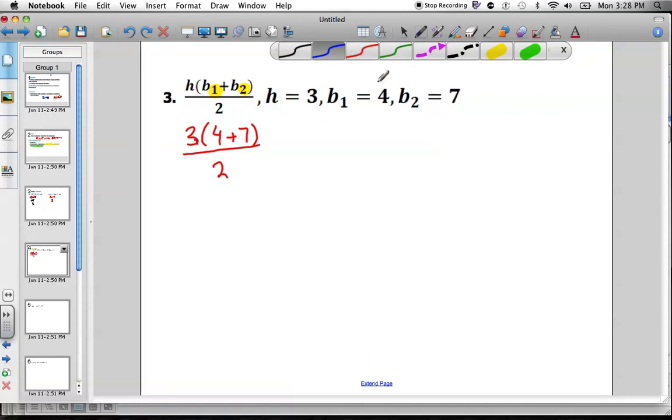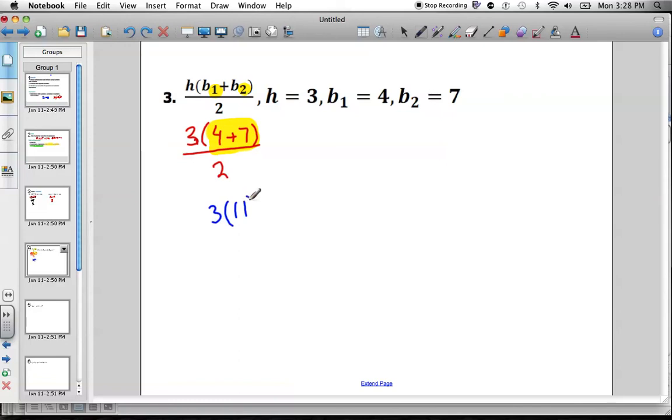You're going to do the parentheses piece first, because parentheses come before anything else in order of operations. So we're going to do the parentheses piece first. 4 and 7 add up to 11, and then we're going to bring our 3 down. They're still in parentheses, so I'm going to write this 11 in parentheses all over 2, just recopying the rest of this problem. So we did the parentheses piece first.